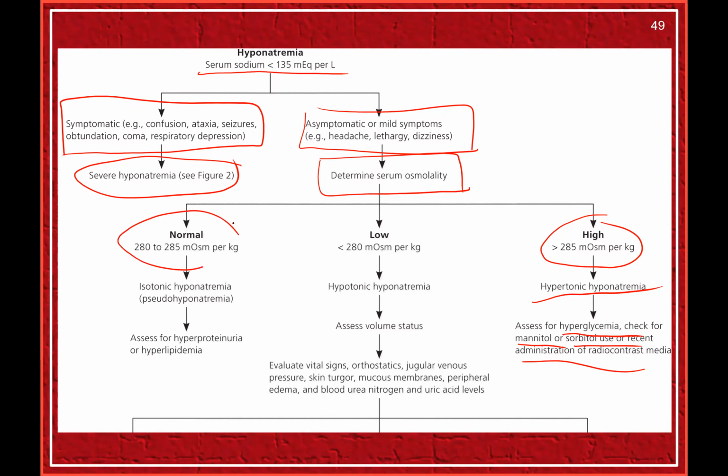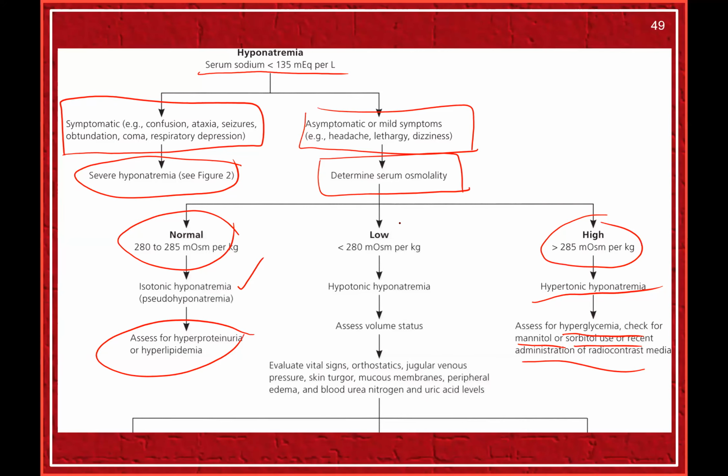Then, if you go to the other side, it is normal. It is neither increased nor decreased. It is between 280 and 285 milliosmoles, and more than 285 we have listed there. Between 280 and 285 milliosmoles is normal. This is isotonic hyponatremia, also called pseudohyponatremia, seen with paraproteinemia, paraproteinuria, and hyperlipidemia, particularly hypertriglyceridemia. Almost similar information to the previous slide.